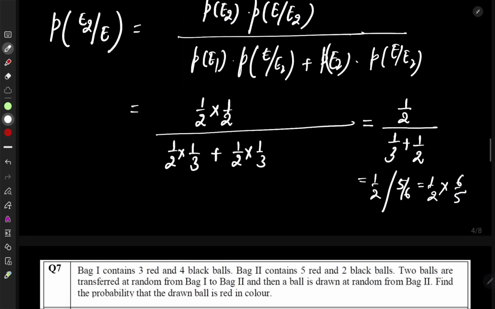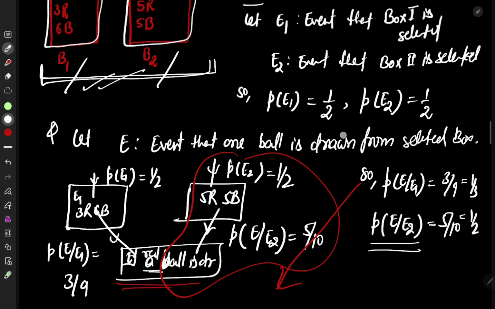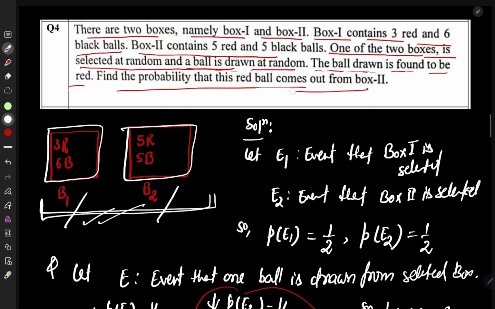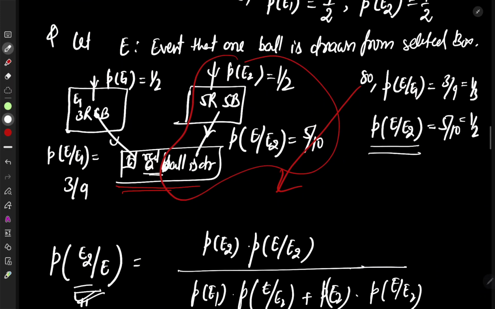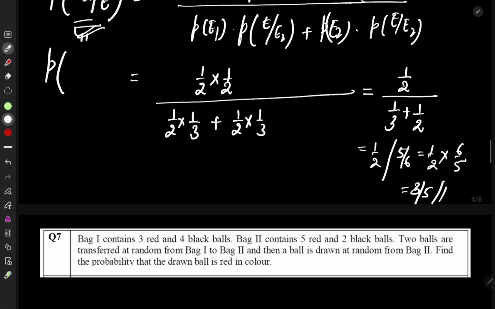2 times 3 is 6, so 3 by 5 is the answer. Okay, hope you got it. So what does it mean? Probability of E2 given E occurred means the probability that the red ball is drawn from box 2. It is saying that the red ball comes from box 2, and that probability we are finding. Okay, I hope it is very clear.